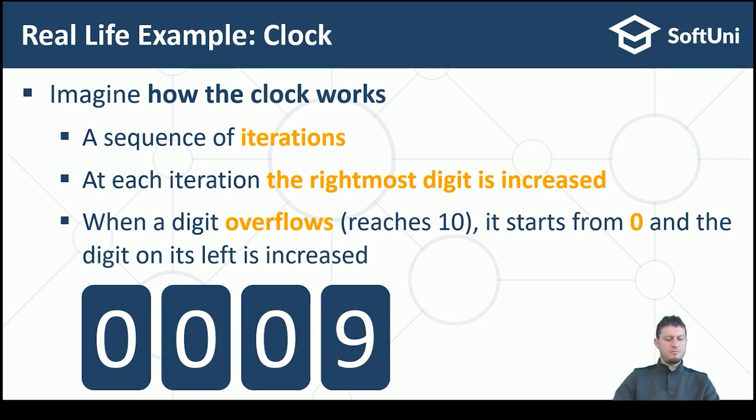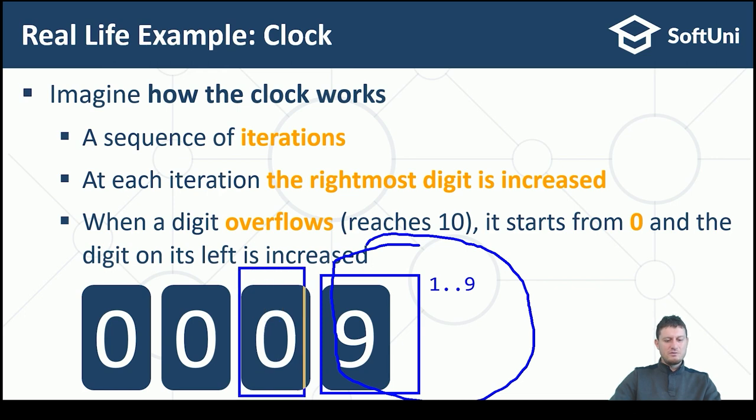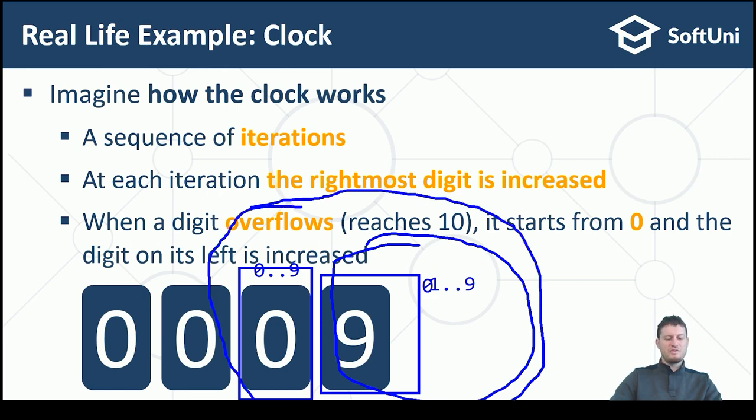Why? Well, because we have this running from 0 until 9. Then, when this reaches 9, this runs from 0 until 9. This also works from 0. Okay? Then, when these two loops are complete, this will run from 0 to 9 and here we will have 1 and this will be 0. So we have loop inside the loop.